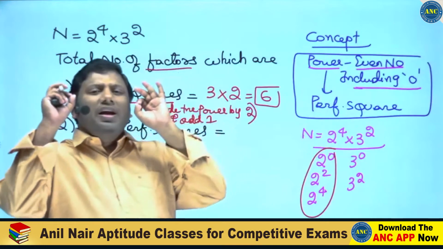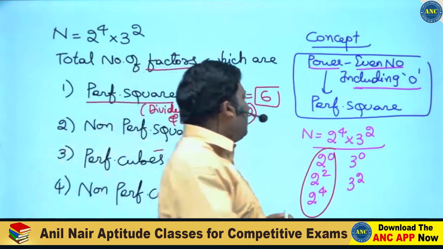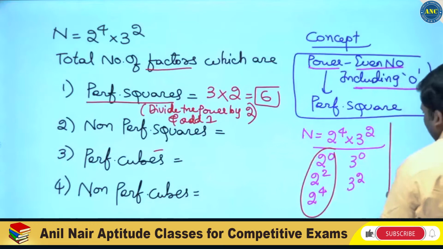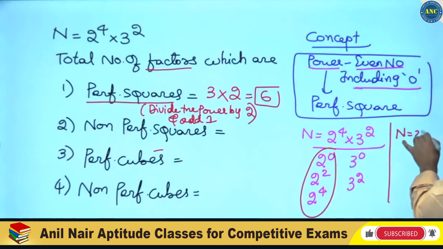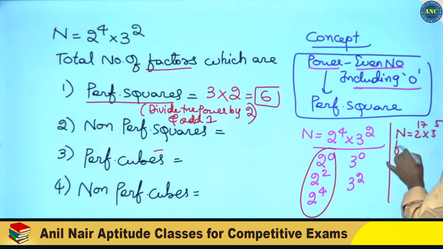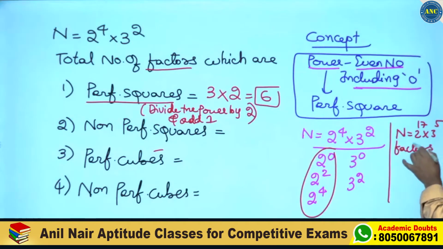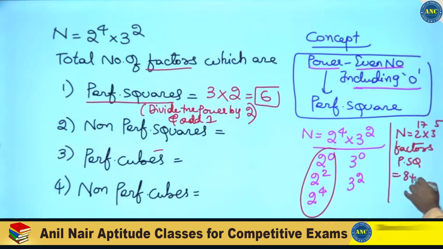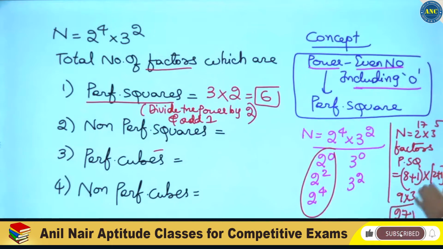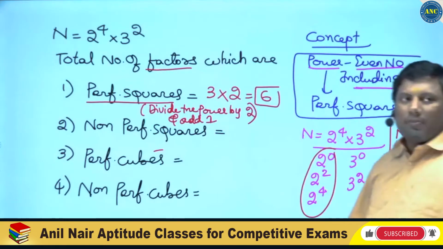The power can be any number. If you are getting a decimal value, please ignore the decimal value. If the question is 2 power 17 into 3 power 5, factors which are perfect squares: 17 by 2 is 8.5. Ignore decimal, 8 add 1. 5 by 2 is 2.5, 2 plus 1. So this will be 9 into 3. Total 27 factors are perfect squares. Divide the power by 2 and add 1.